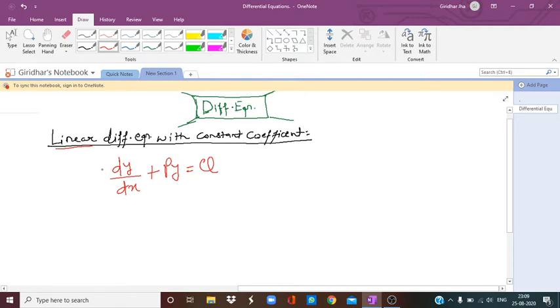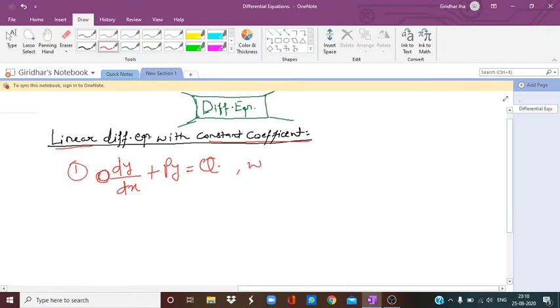Constant coefficient means the coefficient of dy by dx is always to be a constant. We don't want any variable here, correct? If it is a constant, that also we have to remove. So that is why it is mentioned linear differential equation with constant coefficient. The form is dy by dx plus py equals q, which is in fact the first form.